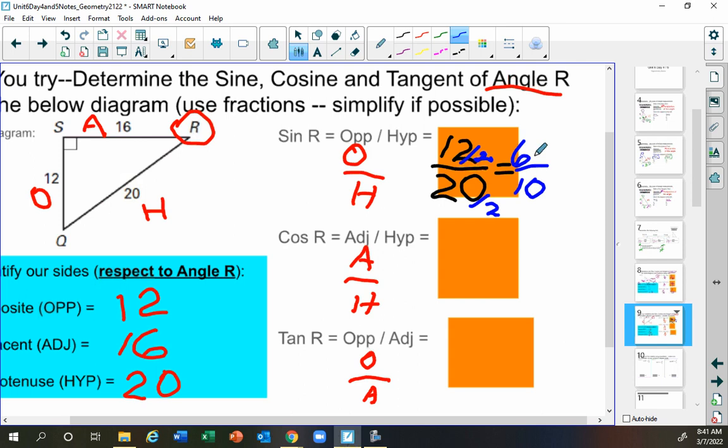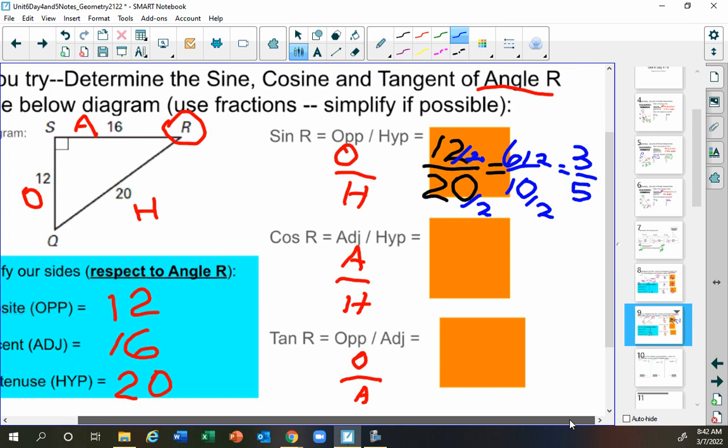Now, can we even simplify this further? Yeah. Because we can divide 6 and 10 both by 2. So again, we would get a final result of 6 divided by 2, 3 over 5, right. So 12 over 20 simplifies all the way down to 3 over 5.